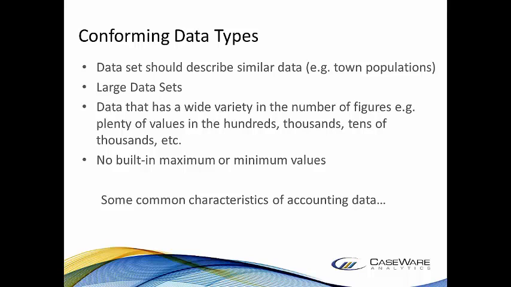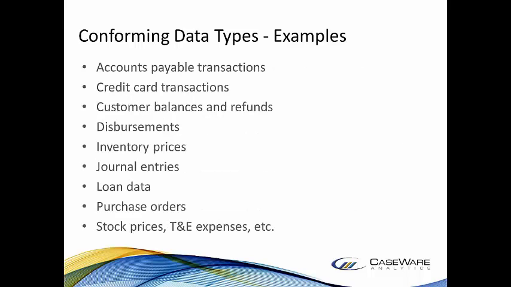You should have large data sets. Even though Benford's law may work for smaller data sets, it is much more accurate with larger data sets. The data should be spread, that is, have a wide variety of numbers, and there should be no artificial built-in maximum or minimum values, because artificial values would then skew the results differently. Now, some common characteristics of accounting data in the next slide.